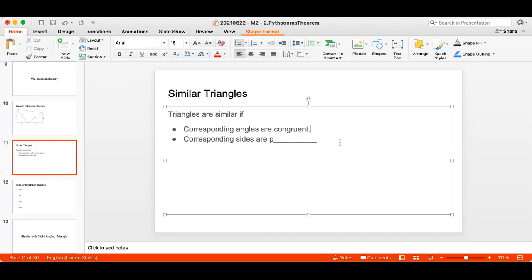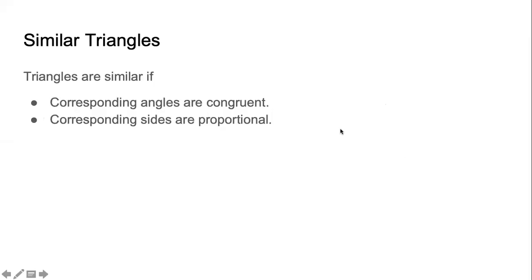The second condition that must be met if the triangles are to be similar is what? The corresponding sides have to be perpendicular. No, congruent. Wrong answer. Parallel. Wrong answer. They have to be proportional. Two triangles are said to be similar if their angles are congruent and their sides are proportional.